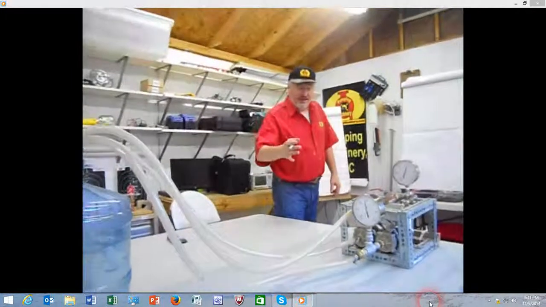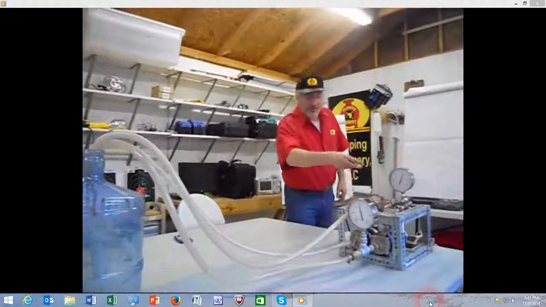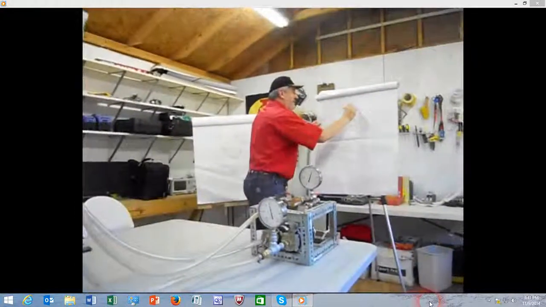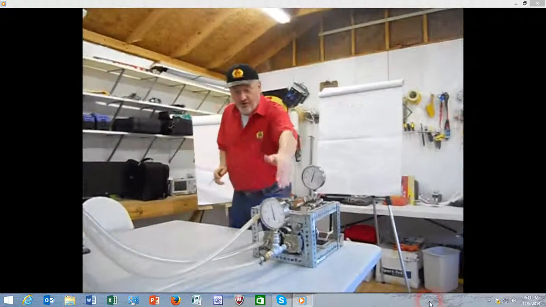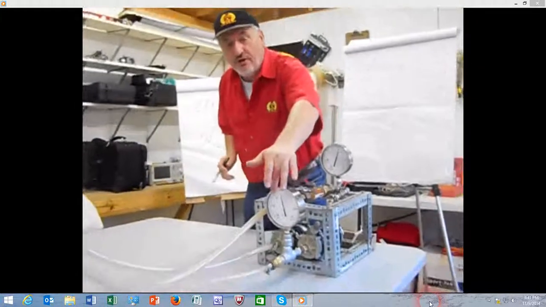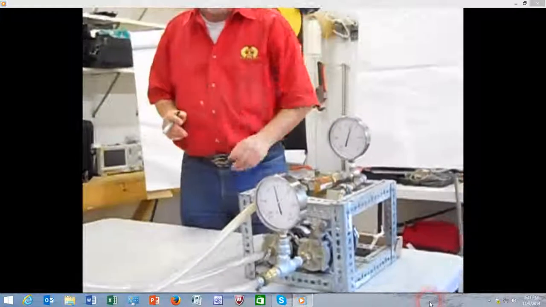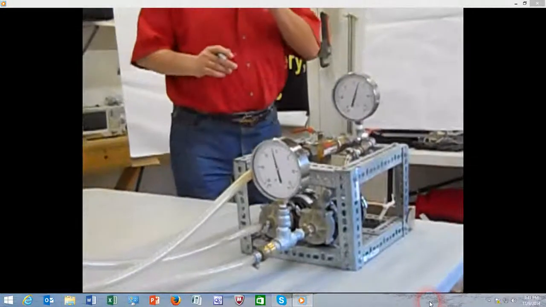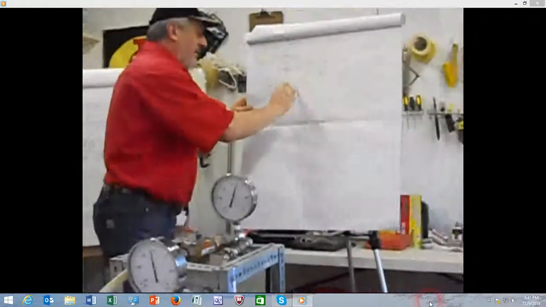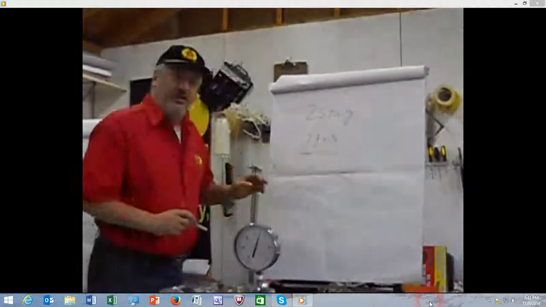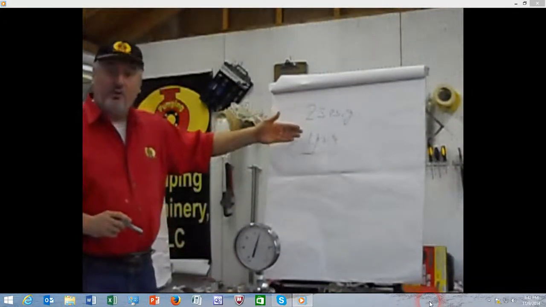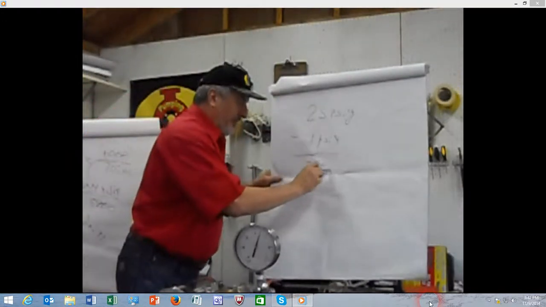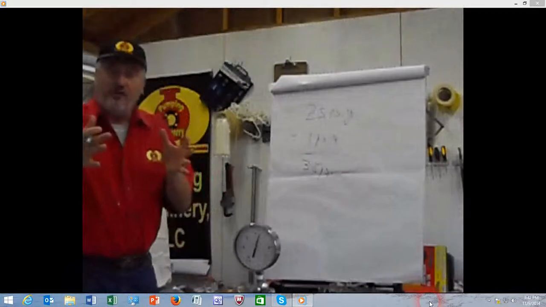Well, you immediately see that the discharge gauge is showing 2.5 psi gauge. The suction gauge is approximately minus 2 inches of mercury, slight vacuum, and 2 inches of mercury is roughly minus 1 psi. The difference between 2.5 and minus 1 is 3.5 psi. And that's the differential pressure.